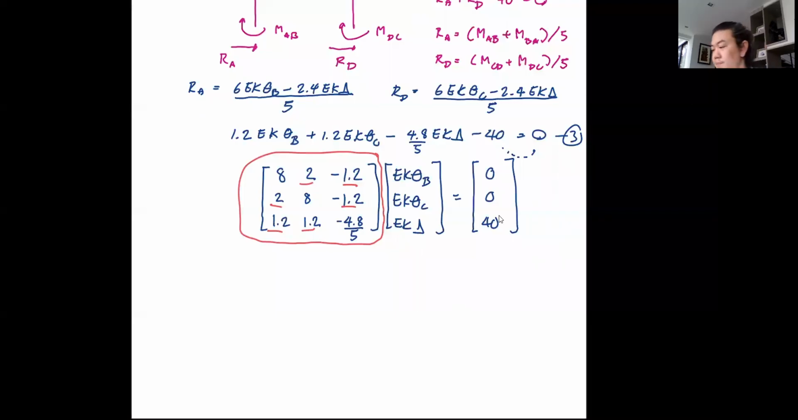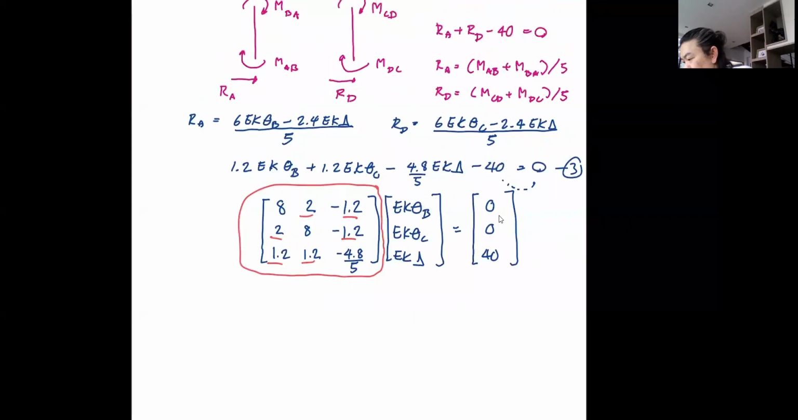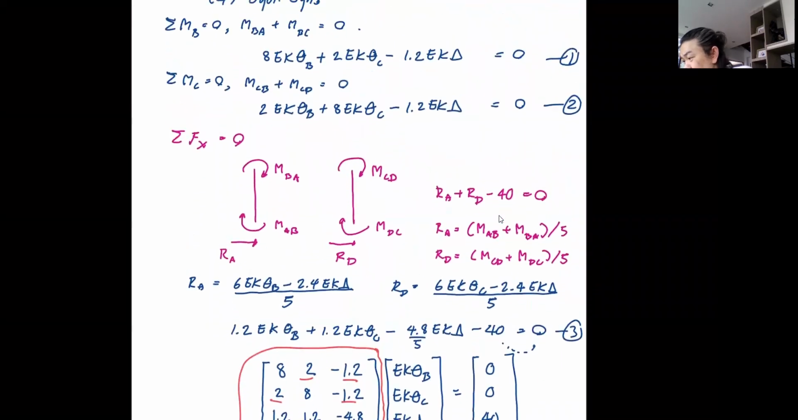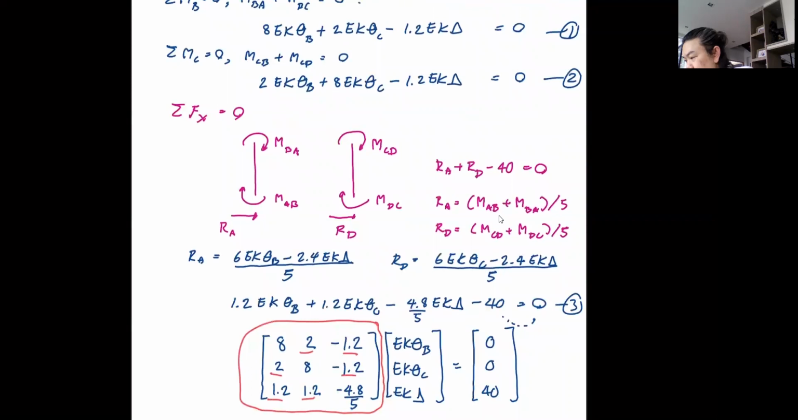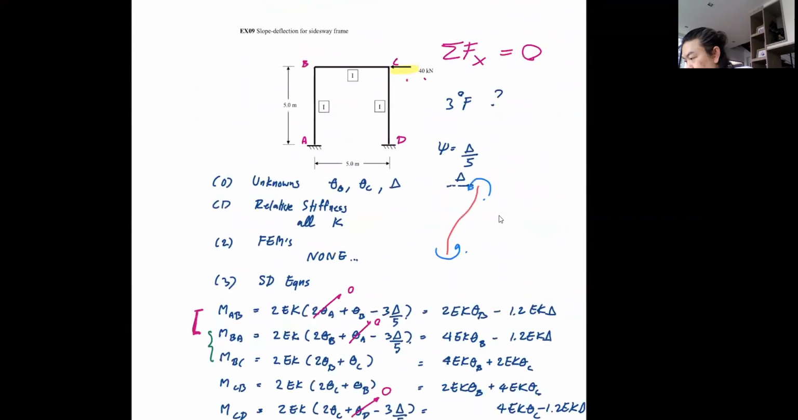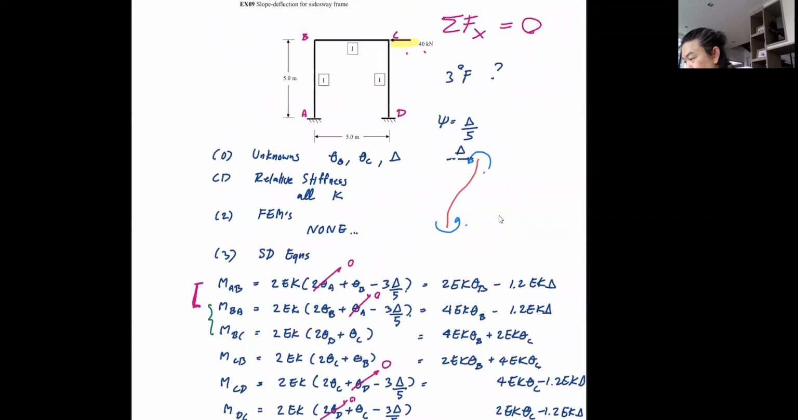Okay, now the record is on. This is pretty much where we left off the last time, okay? So let me recap again that this is our structure, and based on the fact that we are going to use the sign convention clockwise positive.